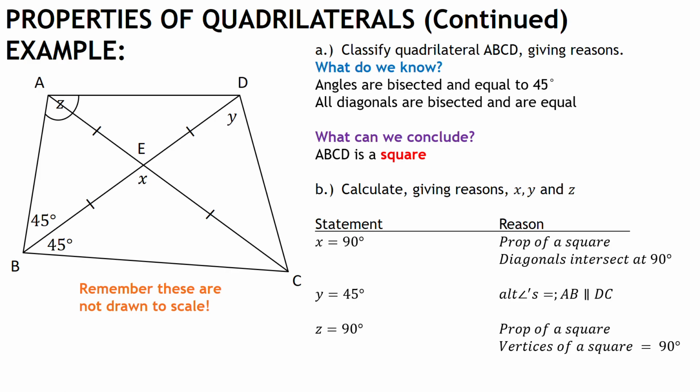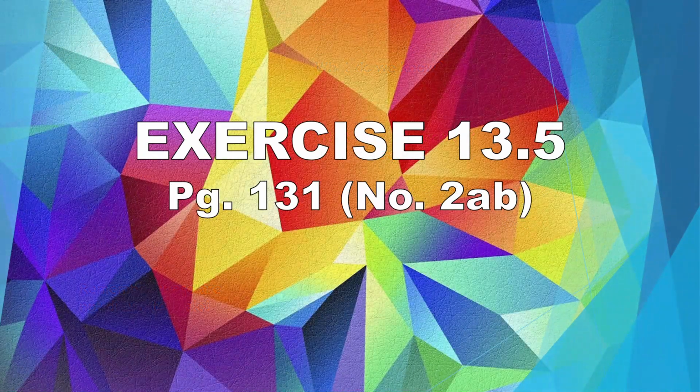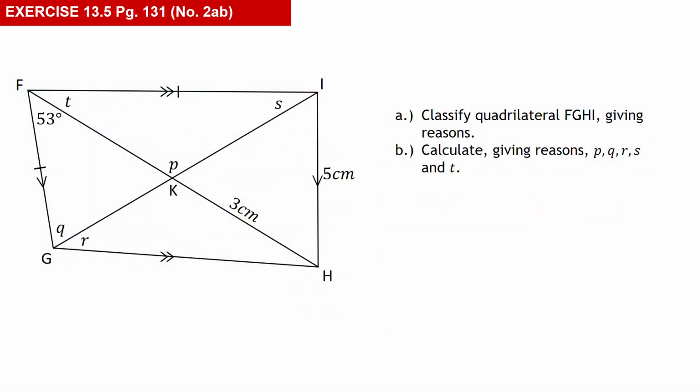This is what you're going to have to do for homework, but with a different shape. So please pause the video and take this down. Then you can go ahead and write exercise 13.5 on page 131. I only want you to do number 2A and B. This is what it looks like. You're going to have to classify the quadrilateral first, the way that I did it in the one before this, and then you're going to have to calculate P, Q, R, S, and T based on your classification.